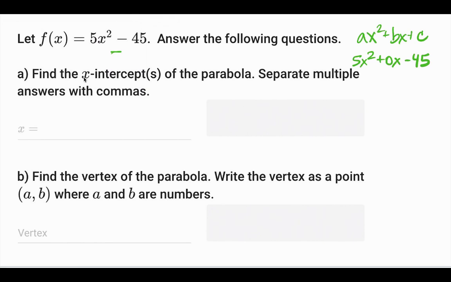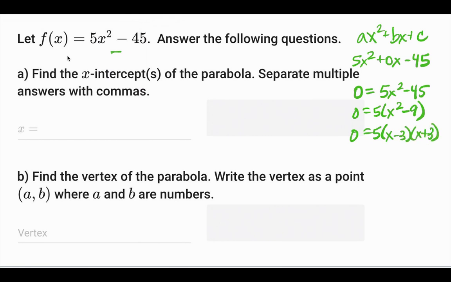To find the x-intercepts, we're going to set y equal to 0, and we get 5x squared minus 45. Now to solve this one, I'm going to factor 5 times x squared minus 9, and x squared minus 9 factors into x minus 3 times x plus 3. And when I do that, I can see that these are my two things that I have to set equal to 0, because if any part of this is 0, then the whole thing is 0, because we're just multiplying. So if x minus 3 equals 0, x could be positive 3, and x plus 3 equals 0, so x could be negative 3.